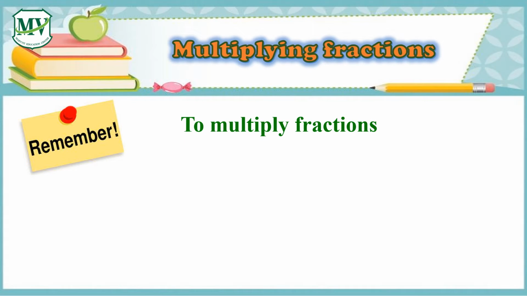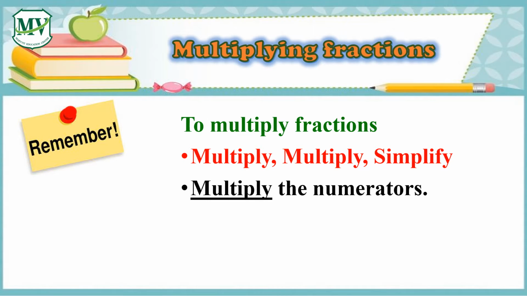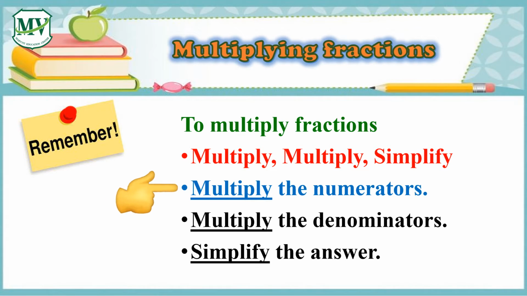To multiply fractions, we have 3 steps to remember: multiply, multiply, and simplify. Multiply the numerators. Multiply the denominators. Simplify the answer. Let's read it again. Multiply the numerators. Multiply the denominators. Simplify the answer. Do not forget the 3 steps: multiply, multiply, and simplify.